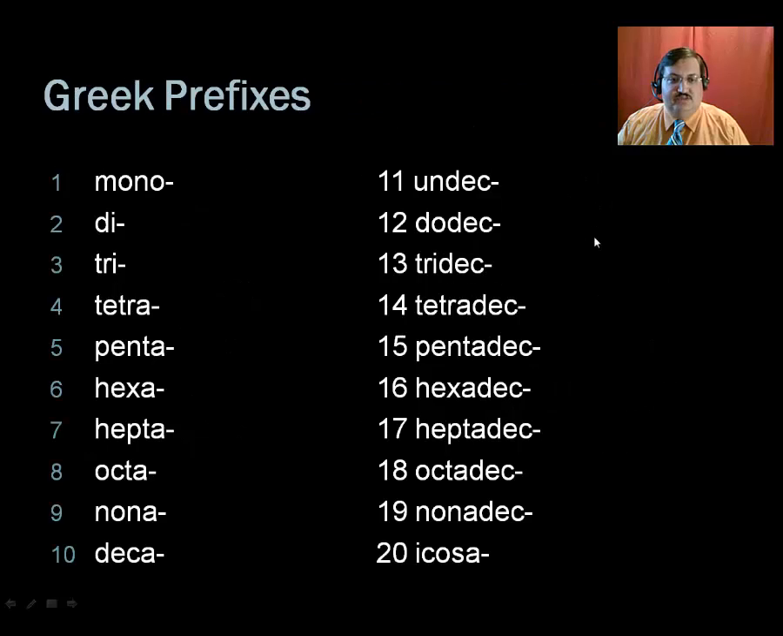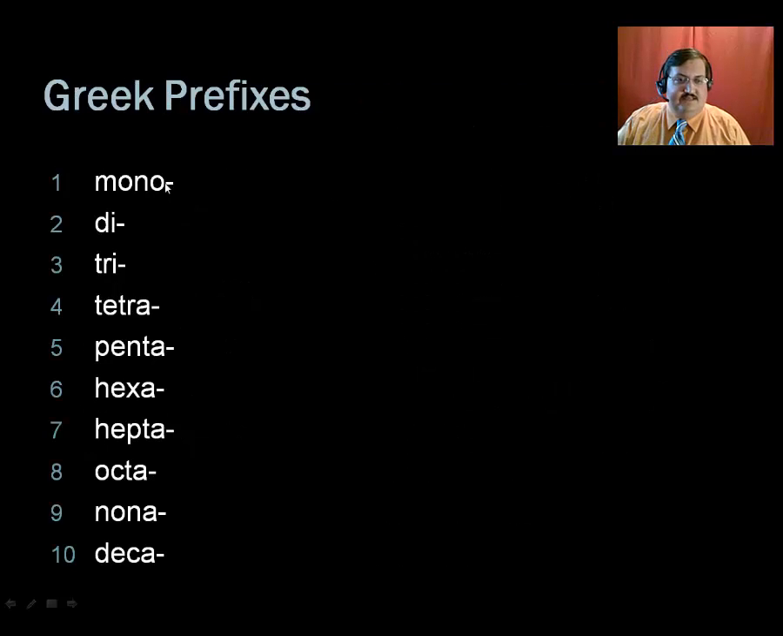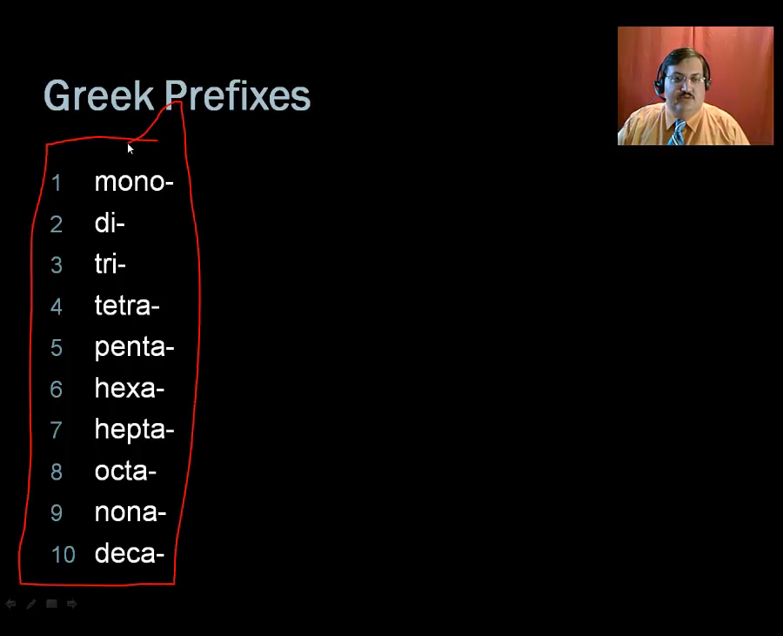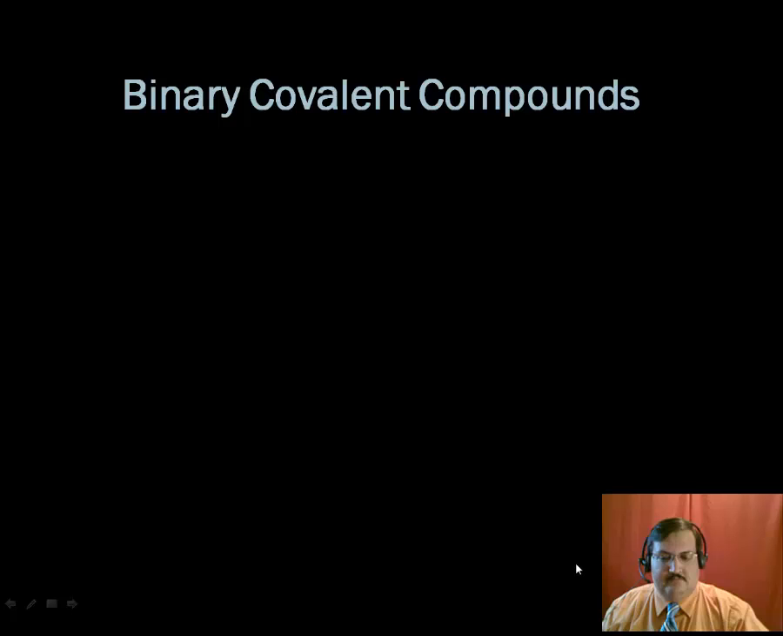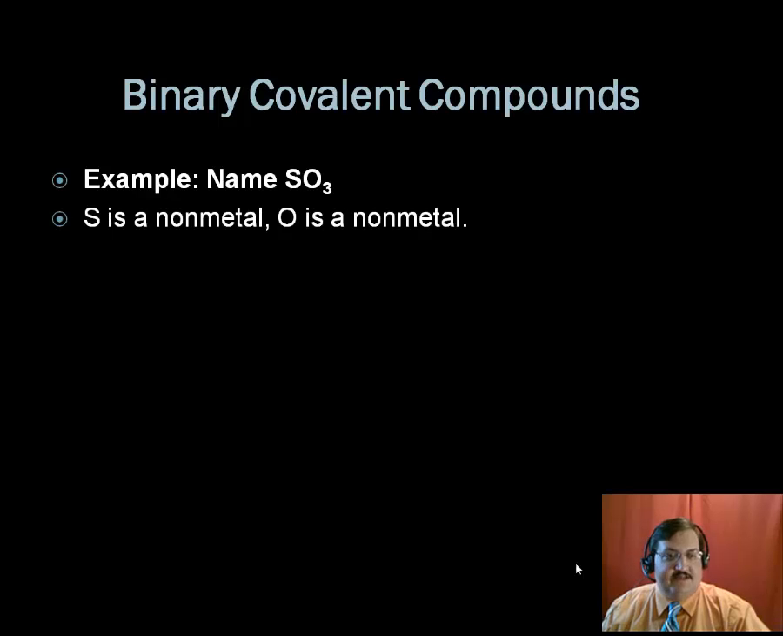The ones you do need to remember are going to be these here, the 1 through 10. Those are going to be the ones that show up the most. So let's go through an example. Here I have SO3. For those of you paying attention, you might remember this name from earlier in this podcast. S is a nonmetal, O is a nonmetal, so we know that this is going to be a molecular compound, covalently bonded.